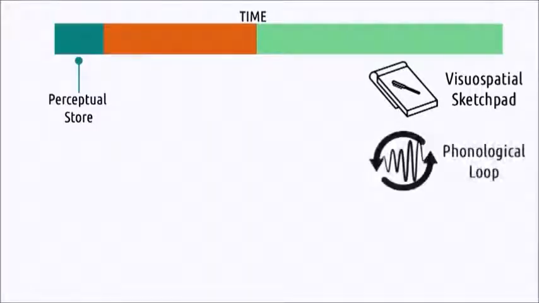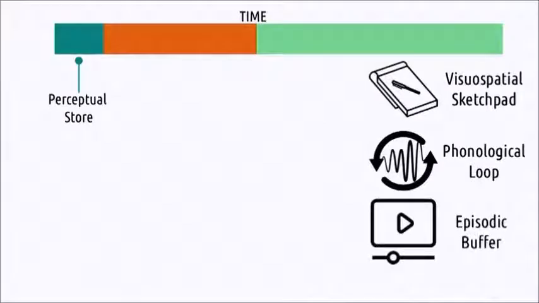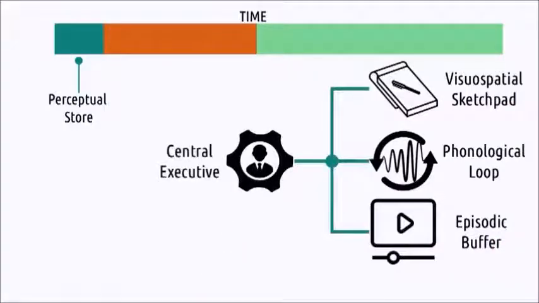A second part is the phonological loop. The phonological loop is similar, but for verbal or auditory information. It stores the sounds or speech you've heard recently, such as the sound of me talking to you right now. A third part is the episodic buffer. The episodic buffer takes care of integrating information from the other systems, as well as chronological ordering to put things in place. Finally, all 3 of these are coordinated by a central executive.